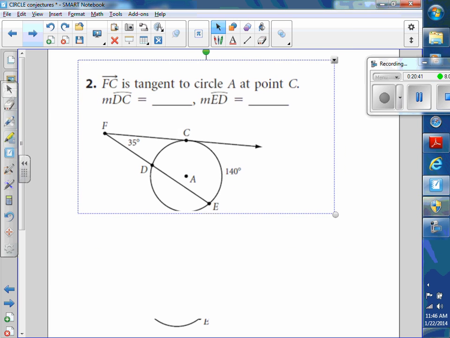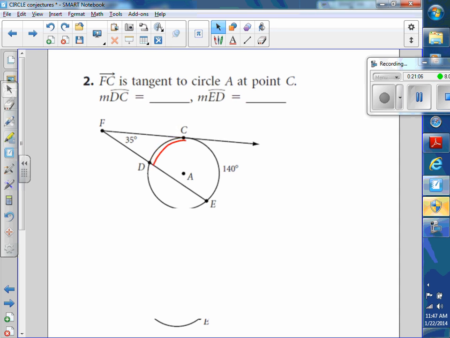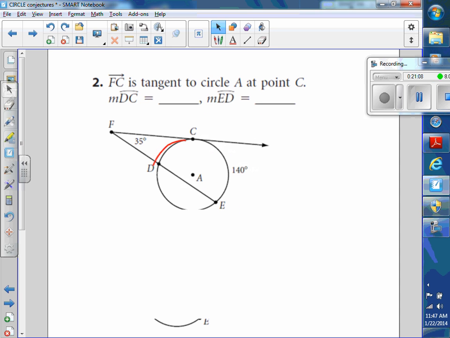So, let's look at this one. We're trying to find the arc, this arc CD. And we have a tangent. Anybody want to give a suggestion? Abby? Yeah, I got it. Hold on. Abby? So, you draw a segment between D and C, okay, and one between C and E. Let's talk about this one.